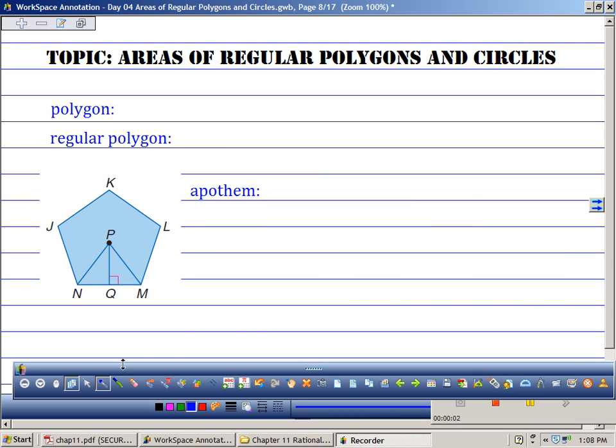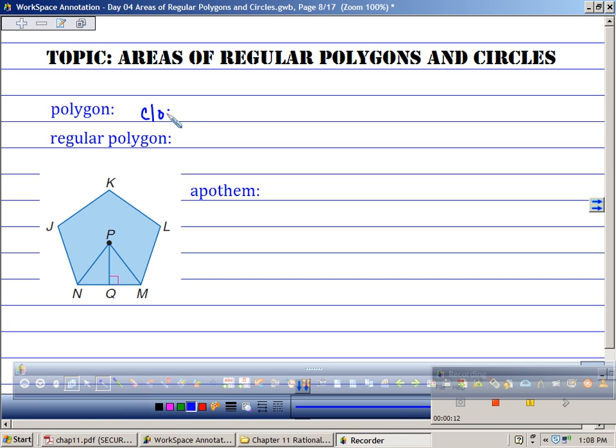Okay, so let's talk about areas of regular polygons and circles. First of all, who can give me a definition of a polygon? How about a closed figure? Perfect.